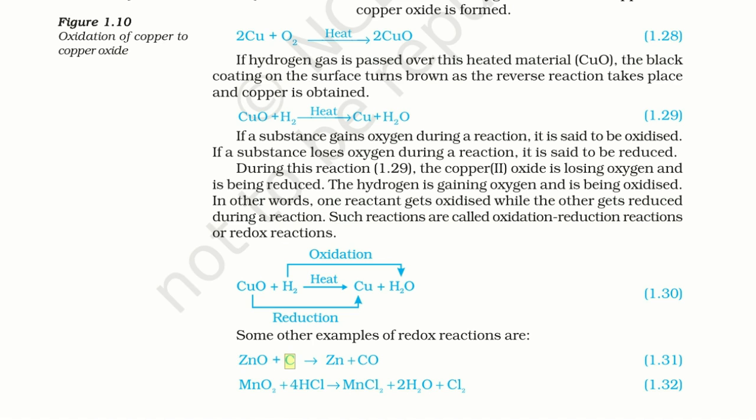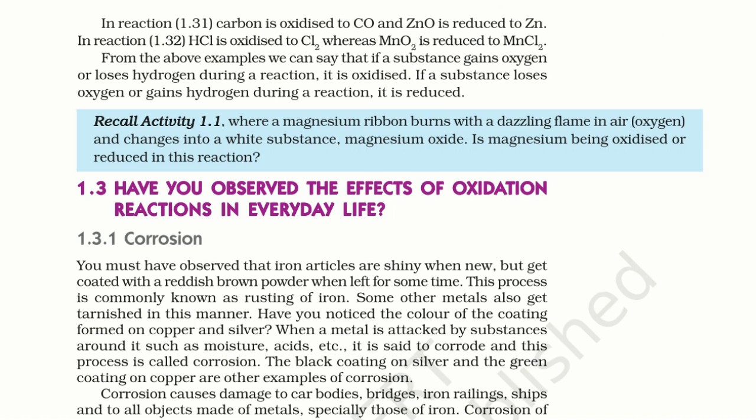When reacted with carbon, zinc becomes a metal while carbon oxidizes itself. Manganese oxide, when reacted with hydrochloric acid, becomes manganese chloride and hydrochloric acid becomes oxidized. So in reaction 1.31, carbon is oxidized to carbon monoxide and zinc oxide is reduced to zinc. In reaction 1.32, hydrochloric acid is oxidized to chlorine while manganese oxide is reduced to manganese chloride.